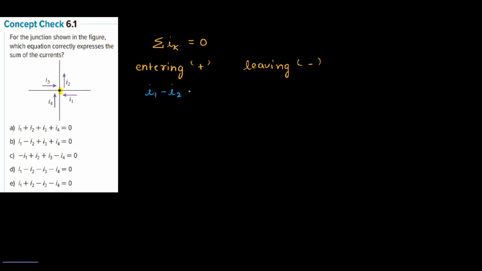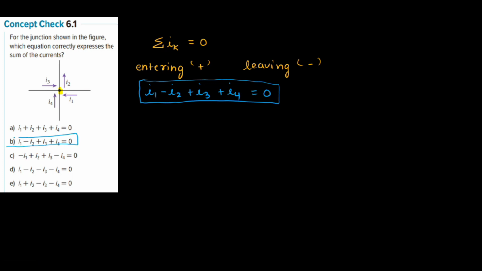I3 is also entering the junction, so positive. I4 is also entering the junction, so positive. And the sum of all of these currents must be equal to 0. This is my expression here. Let's see which one of these options represents my answer. And if you see, the correct answer will be option B.